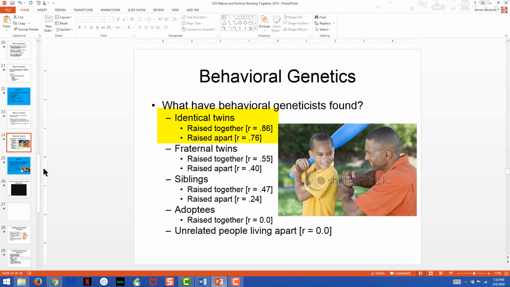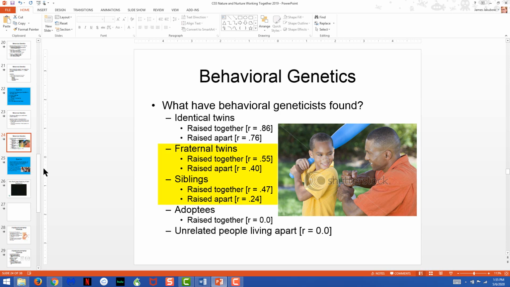Identical twins. Identical twins are more similar than any two people on the planet. So they would have a great deal of genetic similarity, and if any psychological characteristic was really strongly controlled by genes, then that characteristic should exist in both of the twins.